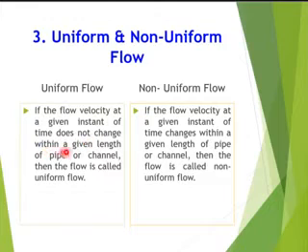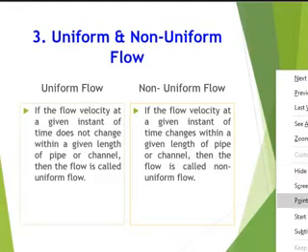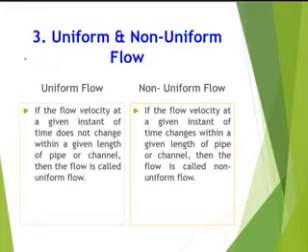Now let's discuss another flow type, which is uniform and non-uniform flow. So what is a uniform flow? If the flow velocity at a given instant of time does not change within a given length of pipe or channel, then the flow is called uniform flow. And if the flow velocity at a given instant of time changes within a given length of pipe or channel, then the flow is called a non-uniform flow.